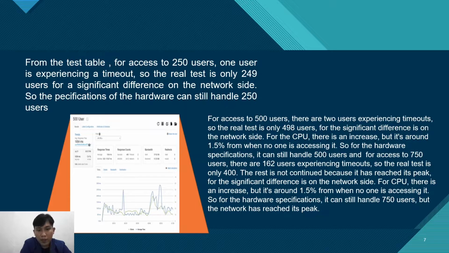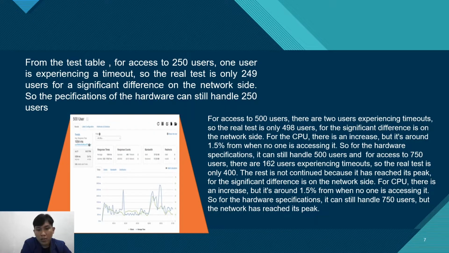For access by 715 users, there are 162 users experiencing timeouts. So the real test is only for 400. The rest is not continued because it has reached its peak. The significant difference is on the network side. For the CPU, there is an increase, but it's around 1.5% from when no one is accessing it. So the hardware specification can still handle 715 users, but the network has reached its peak.